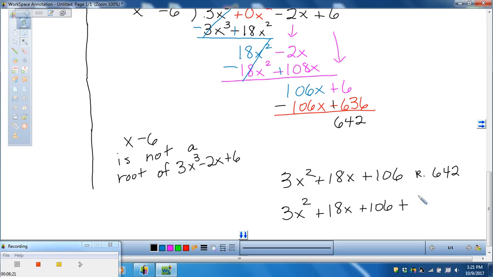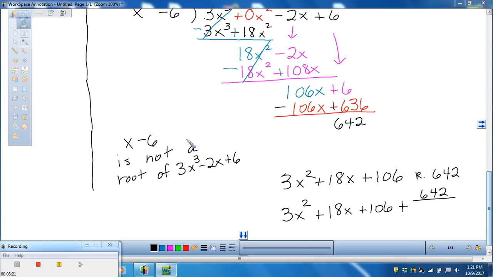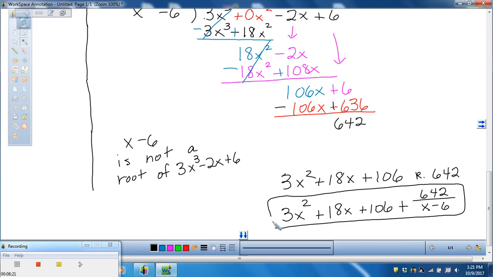plus 642 over whatever we were dividing by. And we were dividing by x minus 6, so we would rewrite it as the remainder over the divisor. So 3x squared plus 18x plus 106 plus 642 over x minus 6. And that's it for long division.